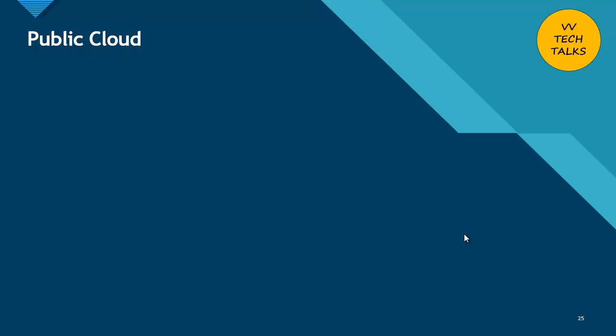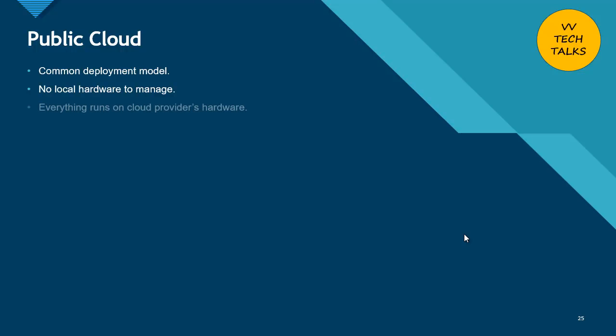So first let's talk about the public cloud, which is the common deployment method where we use the services of a public cloud service provider. In this mechanism we don't need to manage any local hardware in our own data center, and everything runs on the cloud provider's hardware or infrastructure. Some examples of public cloud providers are Azure, AWS and GCP. It's not GCS, or maybe you can say GCS as well, Google Cloud Services. Basically they provide the GCP platform.